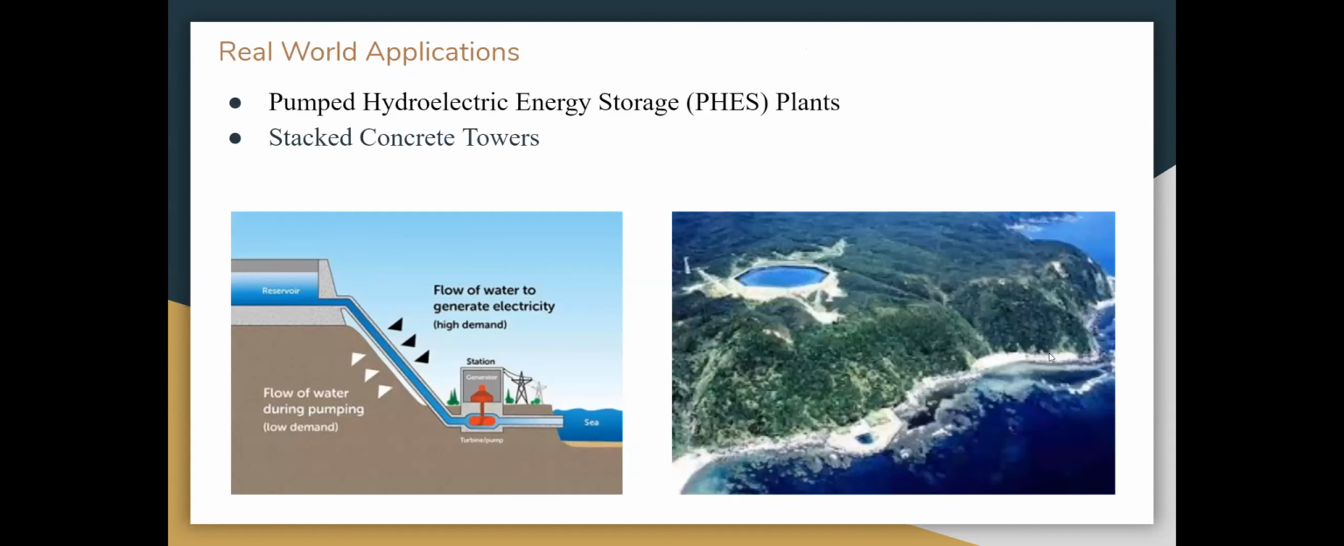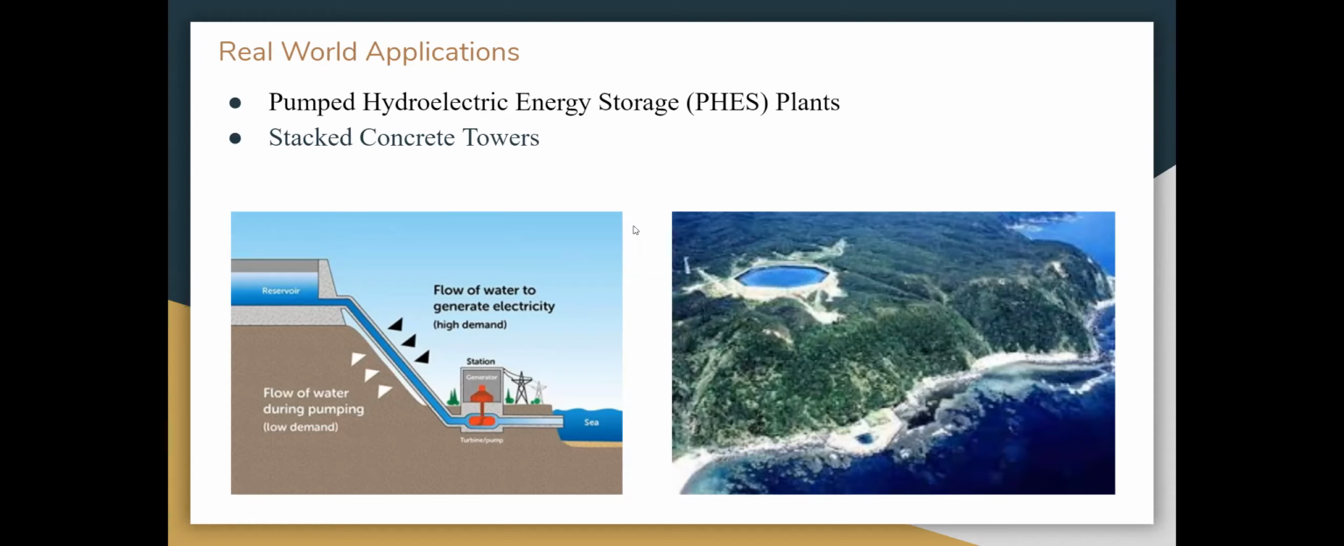All right, so a couple of real-world applications that I'm going to discuss are the PHES plants that Moses touched on and stacked concrete towers. So PHES is the most common large-scale use of gravitational energy storage. They account for 95% of all tracked storage globally at over 184 gigawatts.